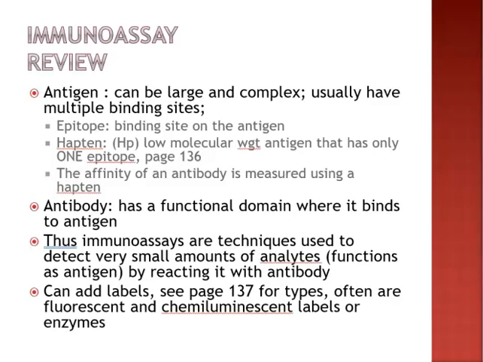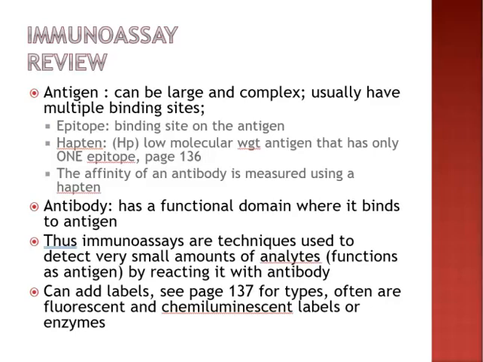Just a few things to review for immunoassay. Our antigen can be large and complex, usually having multiple binding sites. The epitope is the binding site of the antigen, and this should be reviewed. The hapten is a low molecular weight antigen that has only one epitope. The affinity of an antibody is measured using hapten. And of course, our antibody has a functional domain where it binds to an antigen.